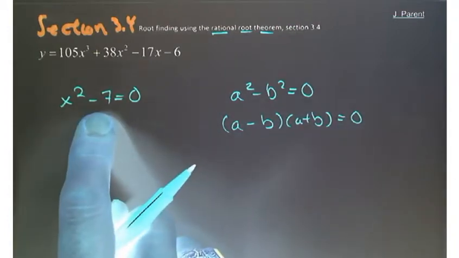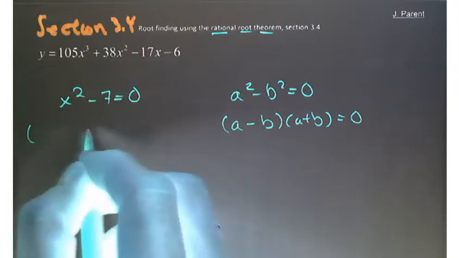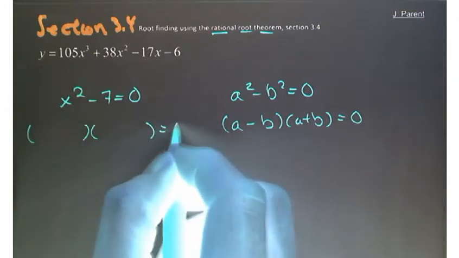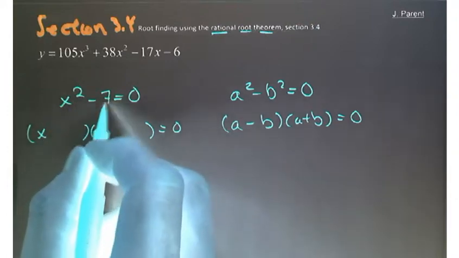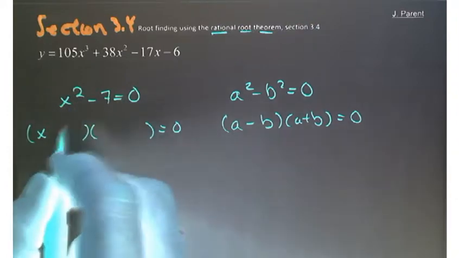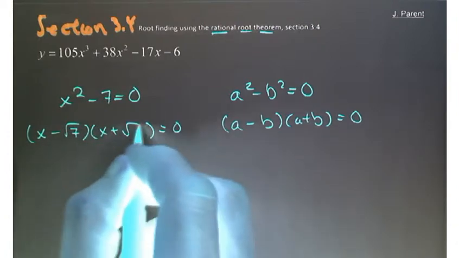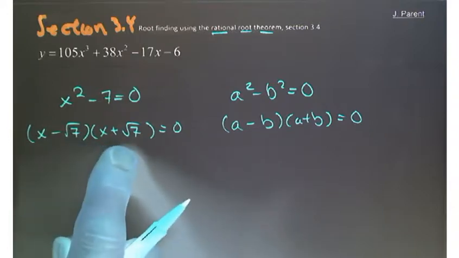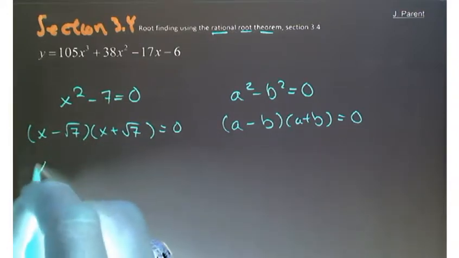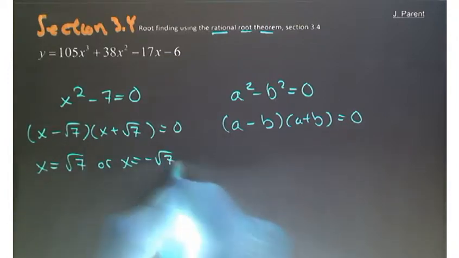And what's the relevance here? What's the relevance for, I don't know, maybe a problem on your take-home? You can factor this if you wanted to. You could factor it as, well, x. And what do you square to get 7? Square root of 7. So you get x minus the square root of 7 and x plus the square root of 7. So you get the same two solutions, x is the square root of 7 or x equals negative root 7.